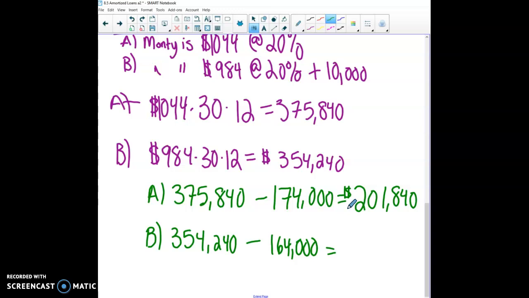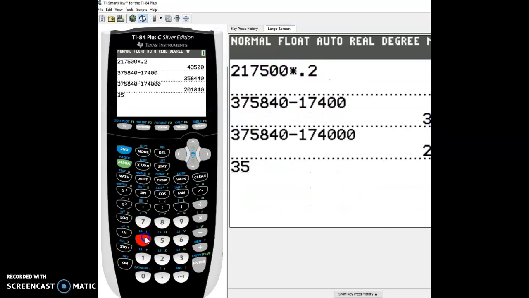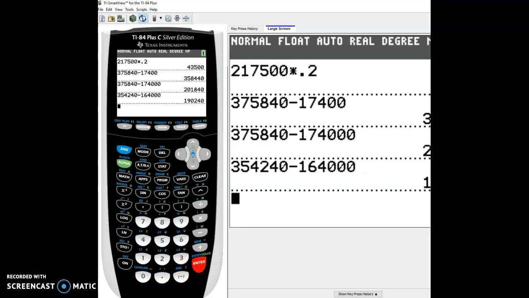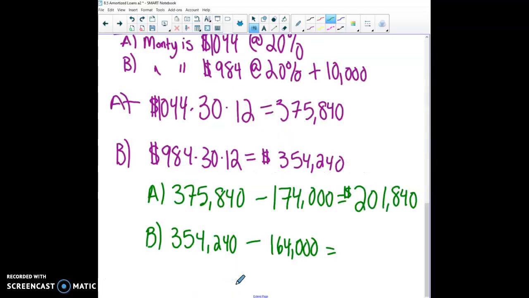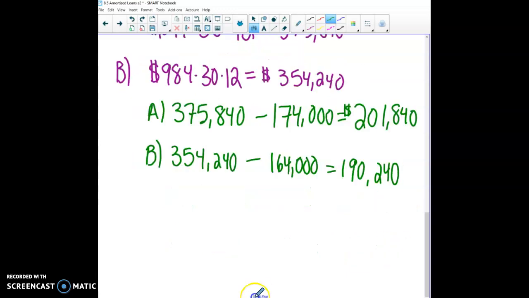But I don't know how many people have 174,000 lying around, right? So the next one is 354,240 minus 164,000, and that distance is 190,240. So in reality, both of these loans have a lot that you pay in interest.